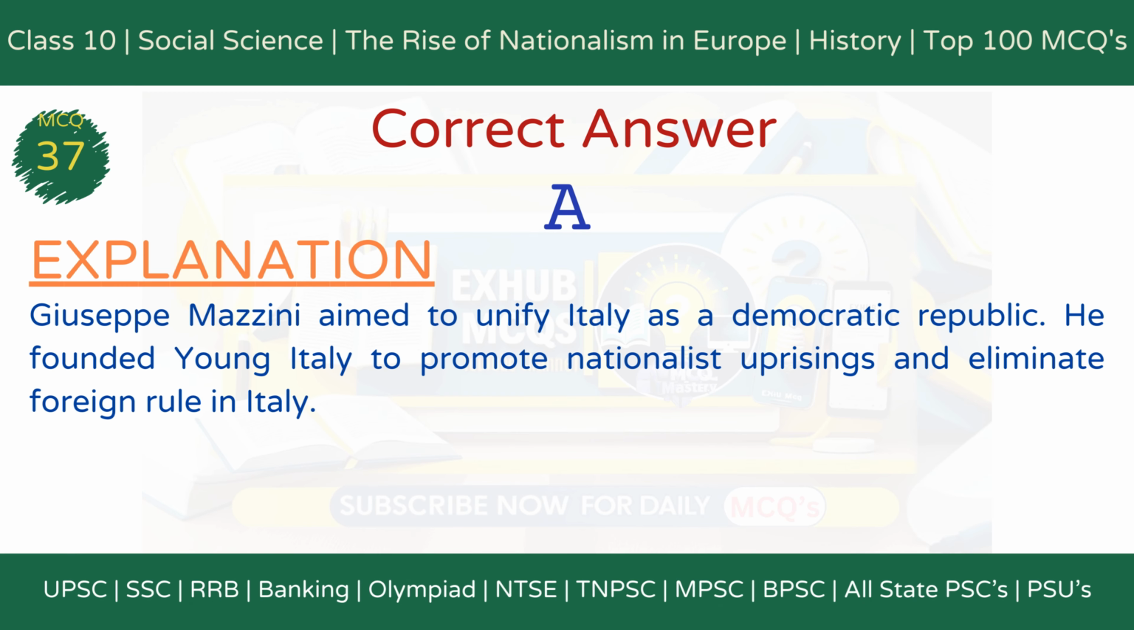The correct answer is option A, to establish a unified Italian republic. Explanation. Giuseppe Mazzini aimed to unify Italy as a democratic republic. He founded Young Italy to promote nationalist uprisings and eliminate foreign rule in Italy.